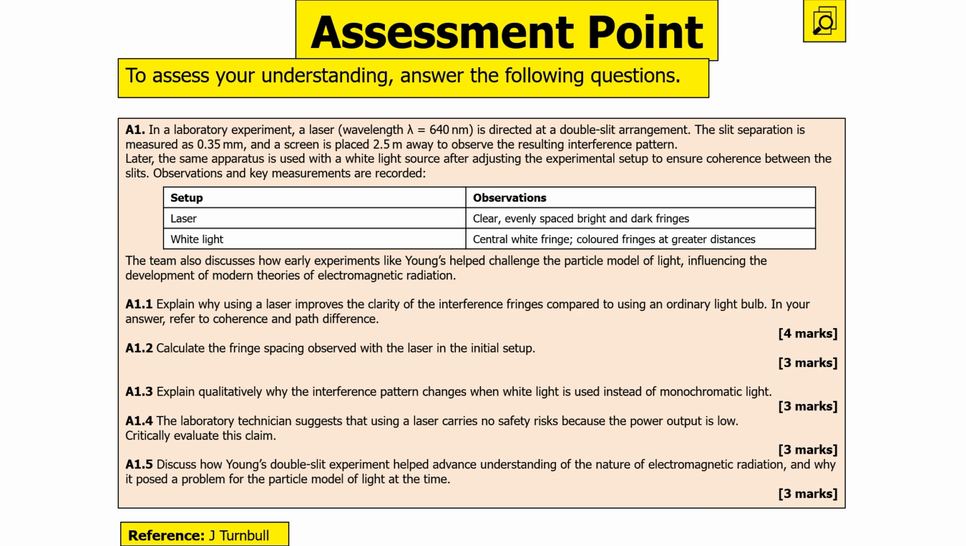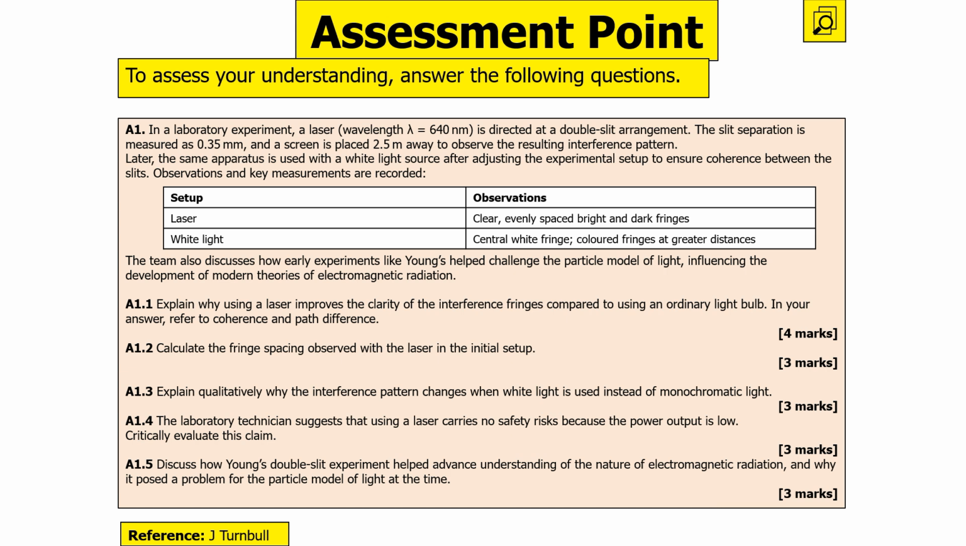In a lab experiment, a laser of wavelength 640 nanometers is directed at a double slit arrangement. The slit separation is measured at 0.35 millimeters and the screen is placed 2.5 meters away to observe the resultant interference pattern. Later, the same apparatus is used with a white light source after adjusting the experimental setup to ensure coherence between the slits. Observations and key measurements are recorded.